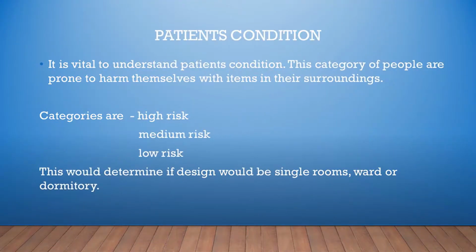So you need to understand the category, because you have to categorize them into high risk, medium risk, and low risk, because this will determine if you're going to be apportioning rooms to each patient, or if it's going to be wards or dormitories.